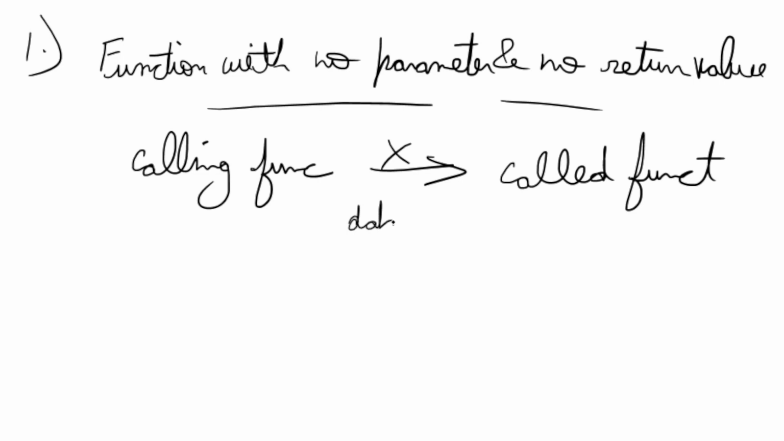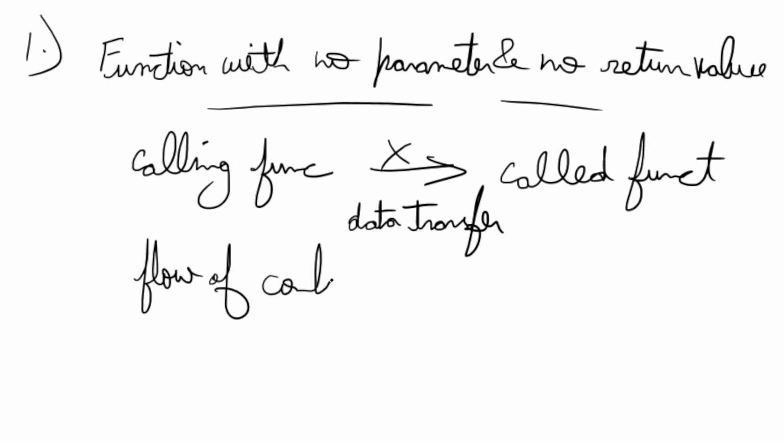There is also a flow of control from the calling function to the called function. Flow of control is basically like following some directions step by step. Likewise, it's called the flow of control.